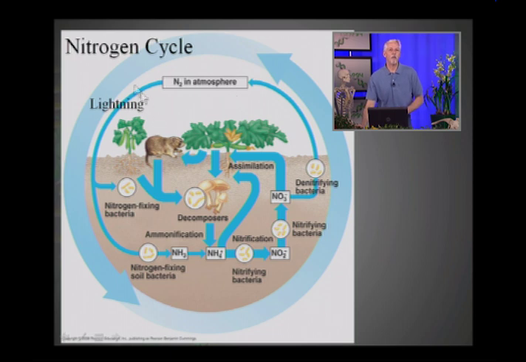And then one other factor in nitrogen cycling is lightning. Atmospheric nitrogen can be affected by lightning, and actually that can oxidize it to produce nitrates as well. So in some ecosystems, lightning actually produces a great deal of the useful form of nitrogen, being nitrate.